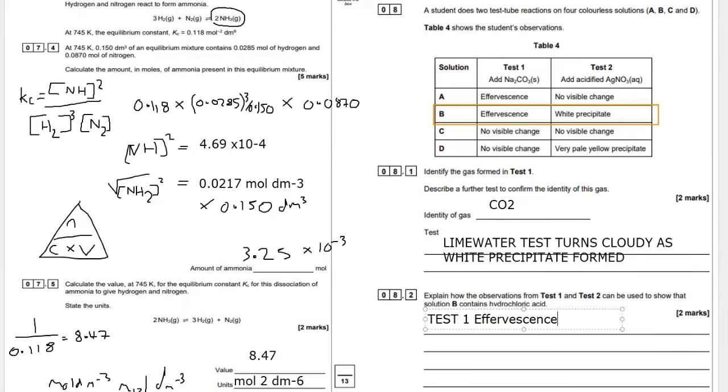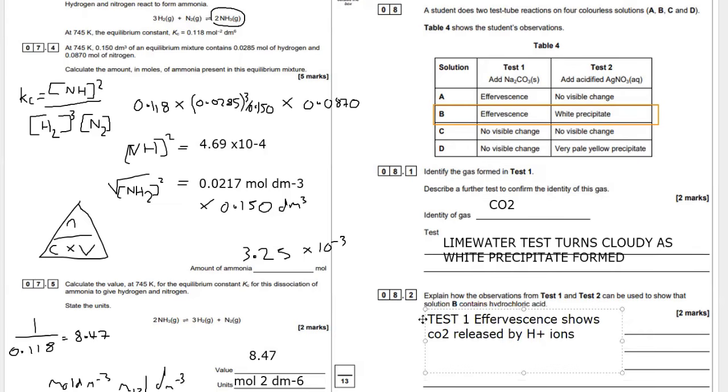Effervescence. Oh, that word is just gross. Effervescence shows CO2 released by H+ ions. So it shows that we've got hydrogen ions because they're releasing the carbon dioxide. It shows we've got hydrogen ions present because they're releasing the CO2 from the sodium carbonate. And then we've also got a white precipitate for test 2.